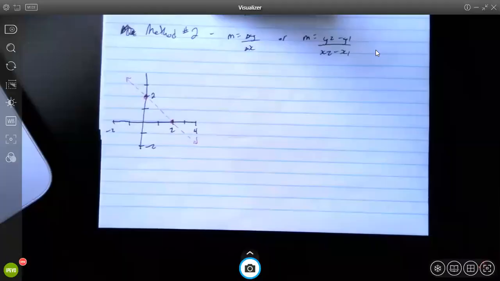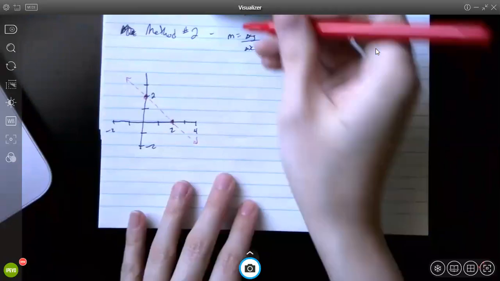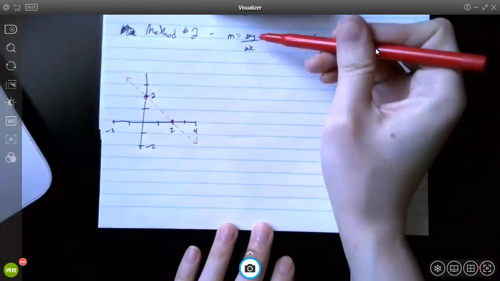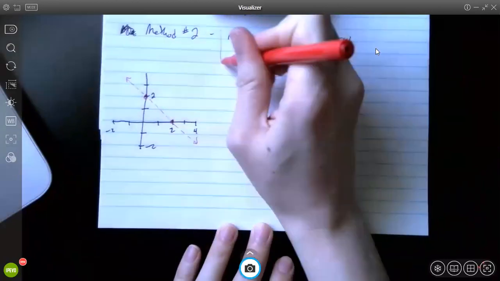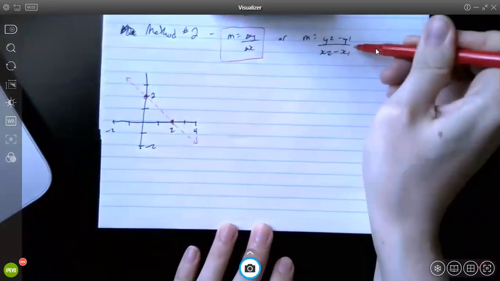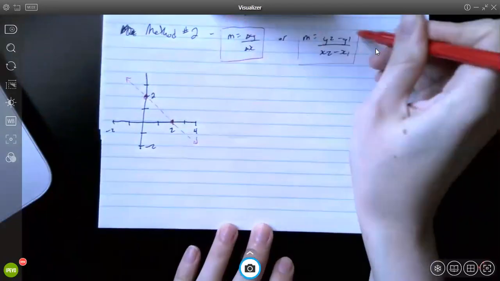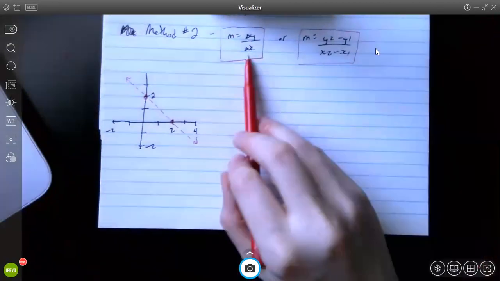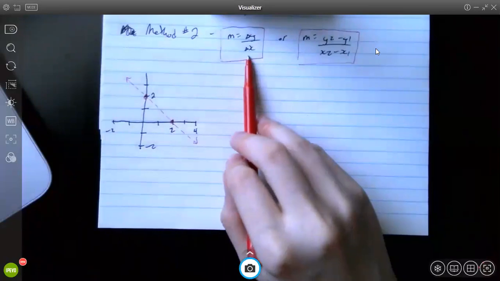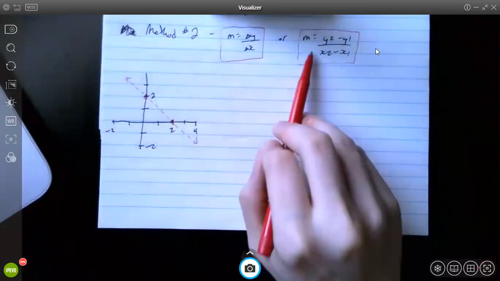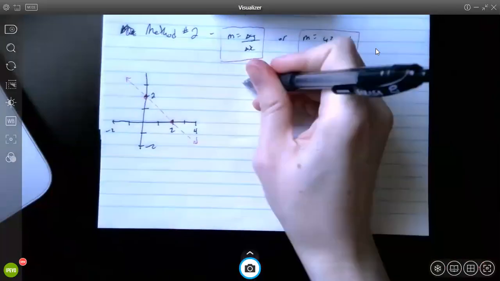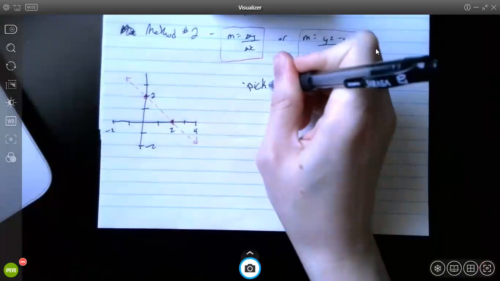Okay, method 2 involves using either one of our 2 formulas. Either slope is a change in y over a change in x, or slope is y2 minus y1 over x2 minus x1. Again, both of those formulas mean the exact same thing. The first version is just a shorter way of writing it, but it still means the same as the second formula here. So this time we're going to start by picking any 2 coordinates.